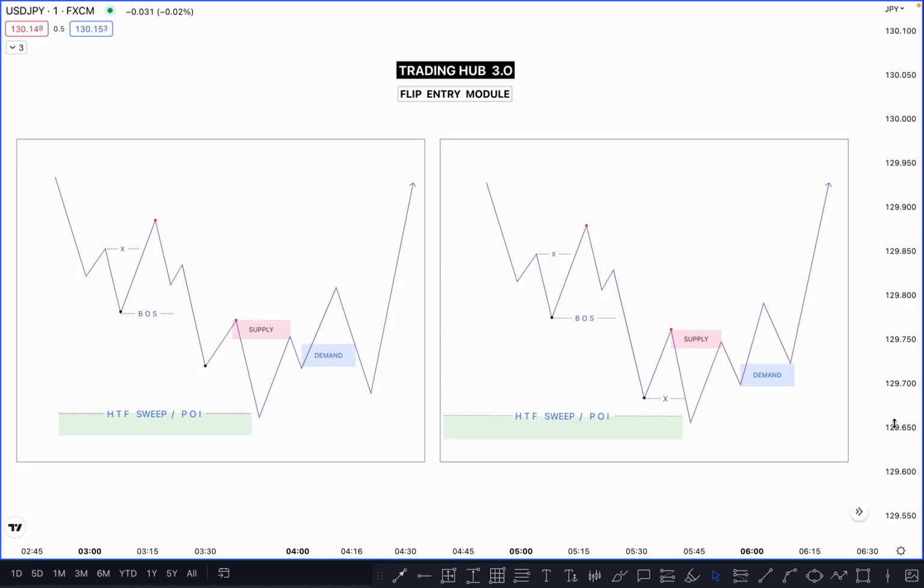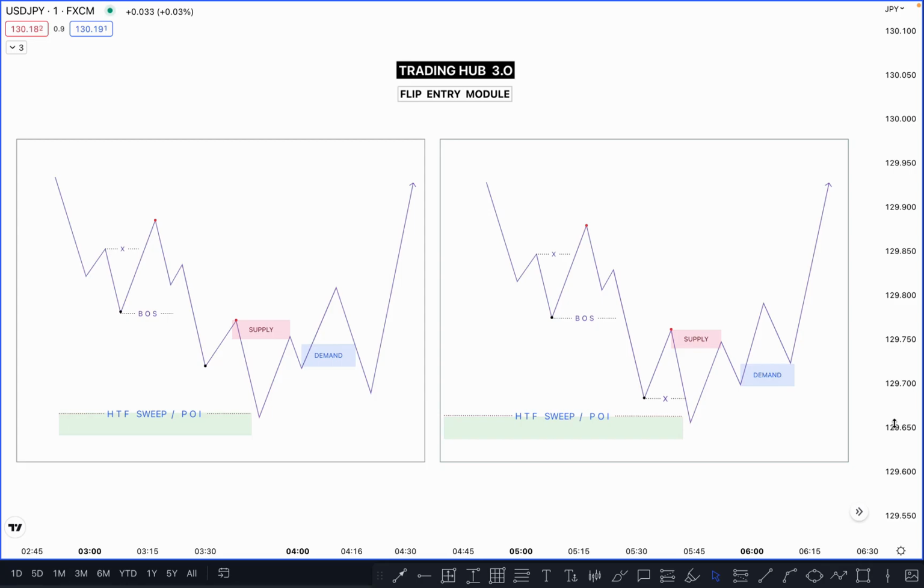But in this part we are going to learn what a flip entry model is. This is our putting-it-all-together video, and everything will be covered from higher time frame to lower time frame, how you can identify the POI, and when the market taps on the POI taking out the liquidity, how you can switch into the 1 minute time frame before the entry.